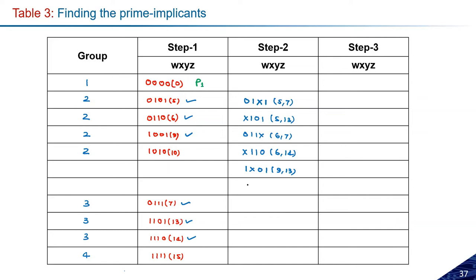So I will get 1 cross 1, 0. And this is the pairing with 10 and the 14. So 10 is also covered here. So if you see here, the first one was the prime implicate. Now I need to make the pair with group 3 and group 4. How can I make the pair?